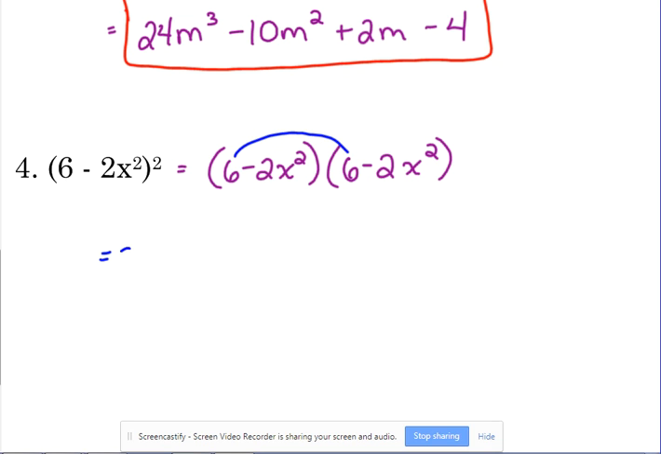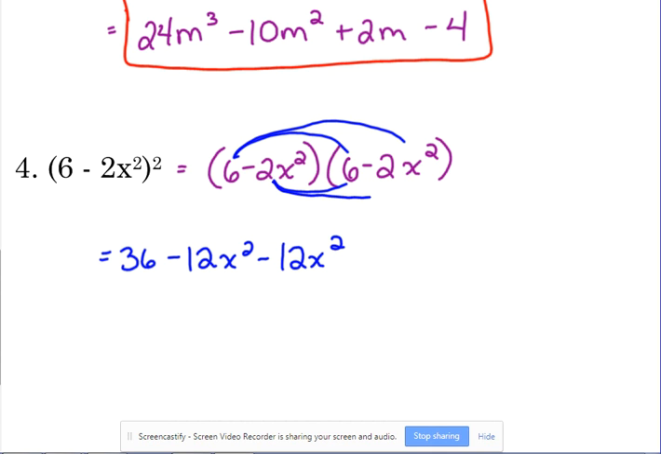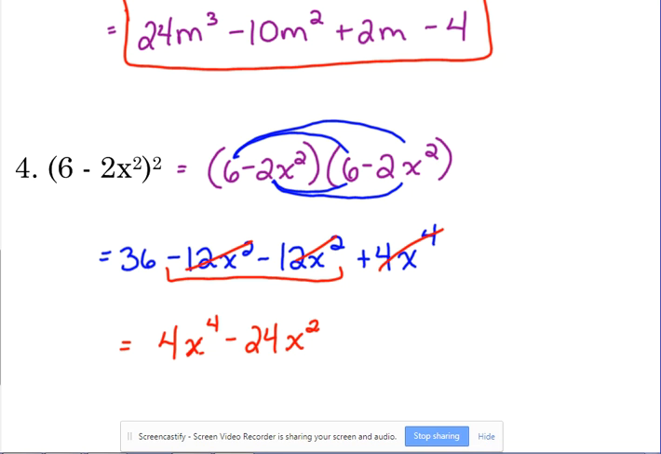So 6 times 6, 36. 6 times -2x squared, -12x squared. -2x squared times 6, -12x squared. -2x squared times -2x squared, positive 4x to the 4th. Now, I kind of like when things are in standard form. And this is backwards, so I'm going to put my 4x to the 4th first. And then combine my x squares right here, so -24x squared. And 36, the constant, goes on the end.